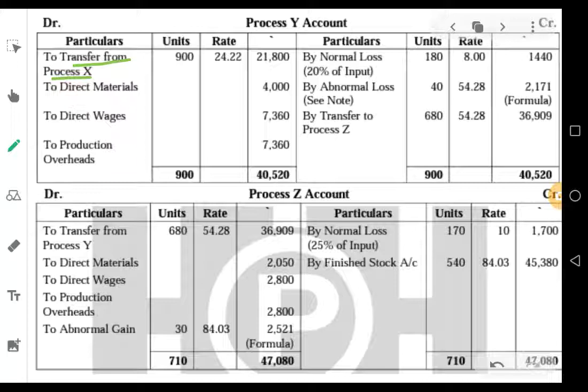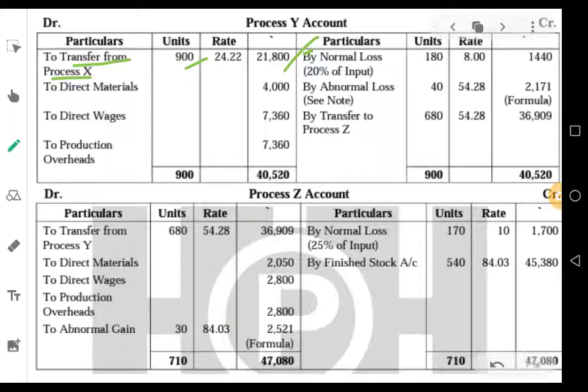Because there is still some work left in it to become a finished product. That additional work will be performed in the process Y account. Hence, the output of process X is transferred to process Y account on the debit side. To transfer from process X, number of units 900 at the rate of 24.22 per unit, and the amount is 21,800. After transferring the output, you should take all other expenditures incurred in this process on the debit side.